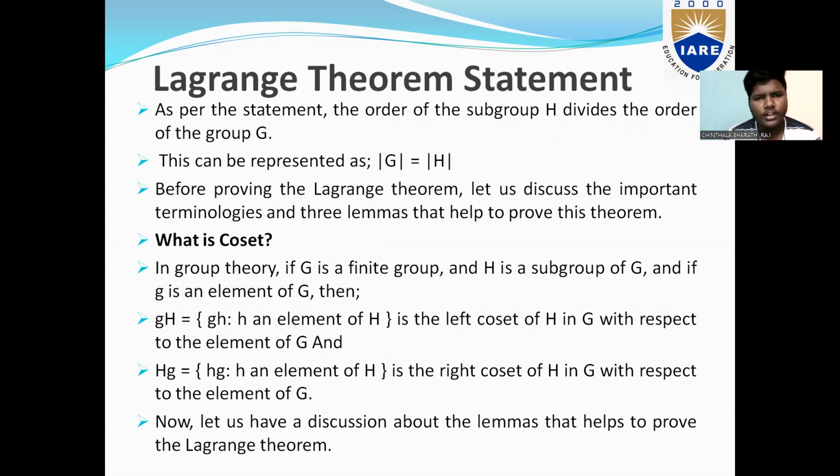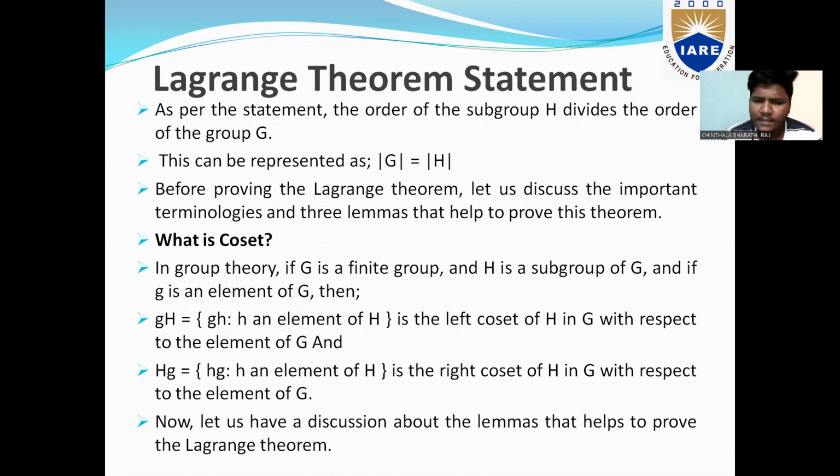First of all, what is a coset? In group theory, if G is a finite group and H is a subgroup of G, and g is an element of G, then gH equal to gh, where h is an element of H, is a left coset of H in G with respect to the element g of G. And Hg equal to hg, where h is an element of H, is a right coset of H in G with respect to the element g of G.